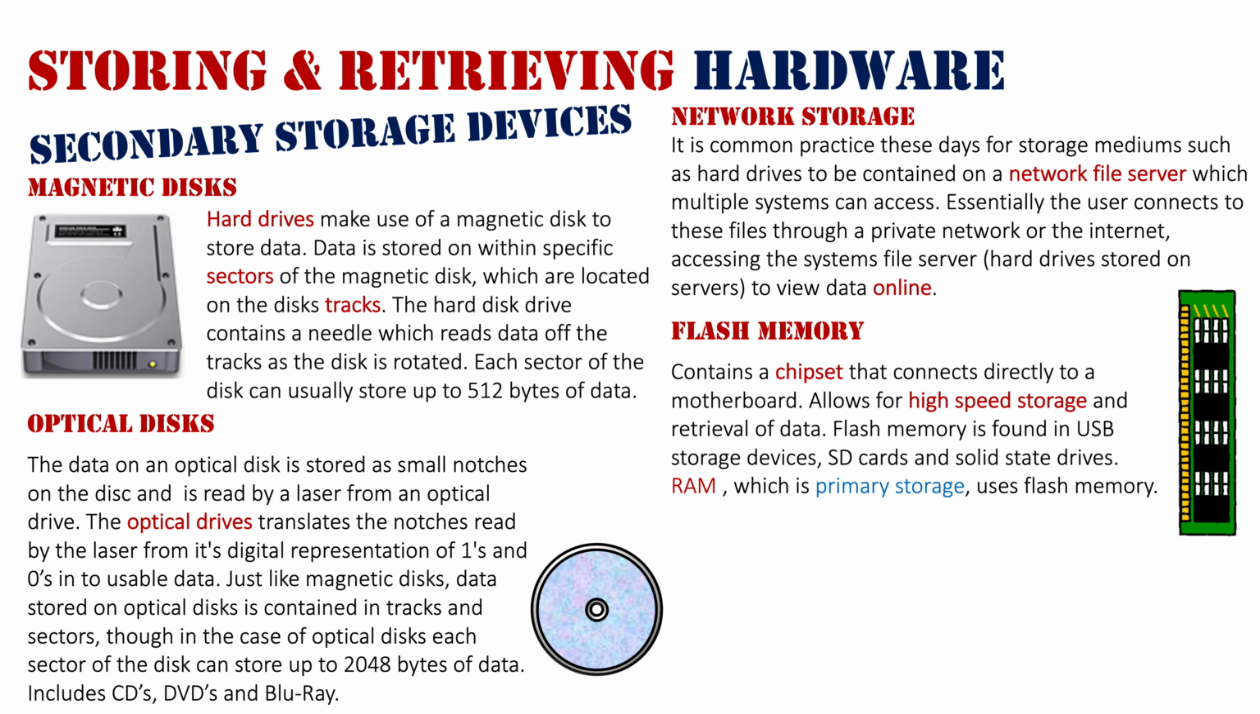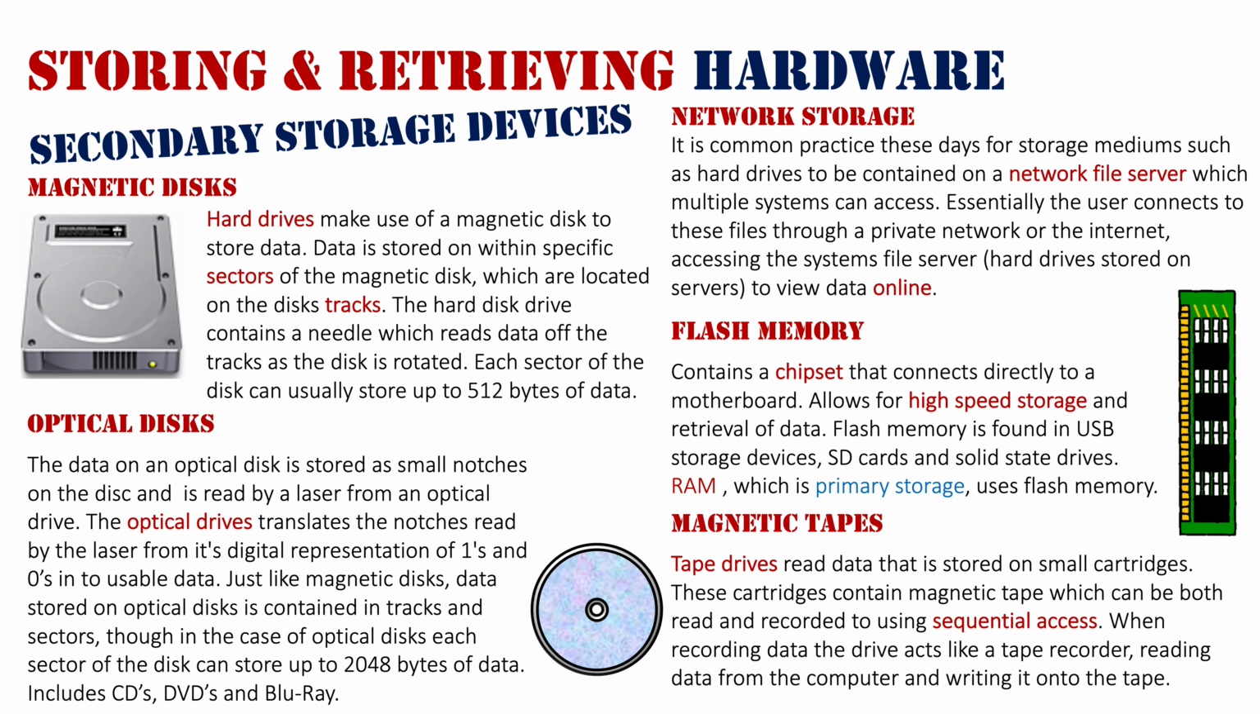RAM, which is primary storage, and I've got to make that clear because we'll be mainly talking about secondary storage, is flash memory. So it actually inserts directly into the motherboard and needs to work very quickly because obviously it's working with the CPU in the processing of live data.